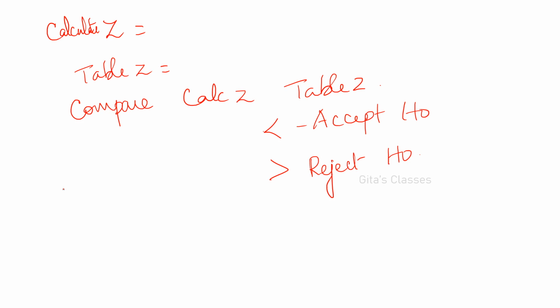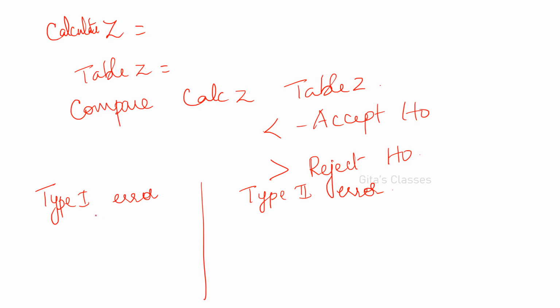And there are 2 types of errors. This is very, very important. Type 1 error and type 2 error. You can expect these definitions for 2 marks. Type 1 error is reject H0 when it is true. And type 2 error is accept H0 when it is false.